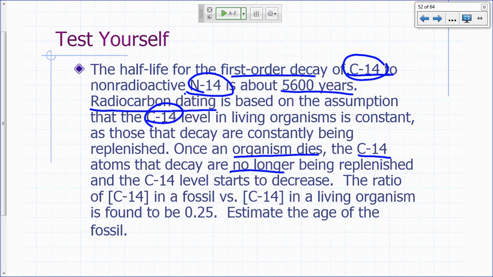Right? So once an organism dies, that carbon 14 starts to diminish, and it follows a first order rate law. So rate is proportional to the concentration of carbon-14. Now, the ratio of carbon-14 in a fossil to the carbon-14 in a living organism can be used as a way of determining how old the fossil is. So let's say you had a fossil, you've compared the carbon-14 level in that fossil to a living organism and found that to be 0.25. How old is the fossil?